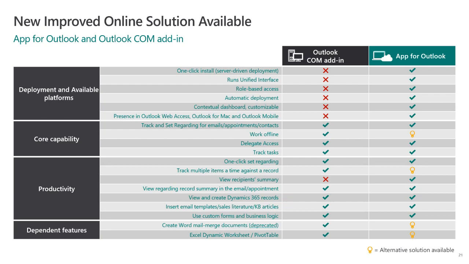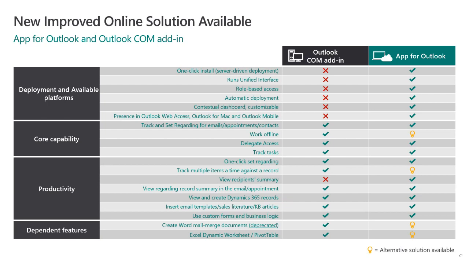In the app for Outlook, you can also go much further than that, view and create CRM records. Just like with the COM add-in, you can also insert email templates, sales literature, and KB articles. You can use custom forms and business logic as well for both. And there are two dependent features that are also going to be removed with the COM add-in and that you need to be aware of.